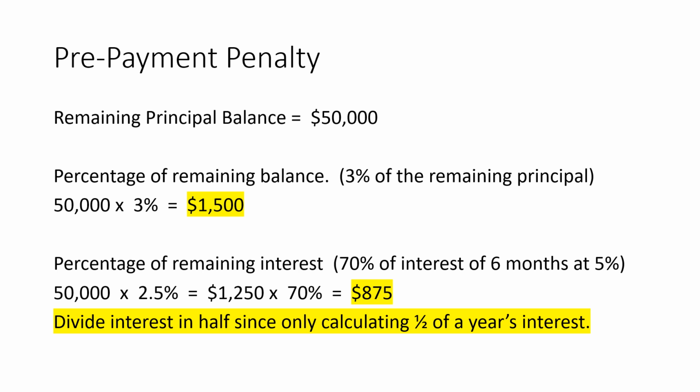Now, if they do a percentage of interest that's left, that's a little bit more entailed, and here it is. A percentage of the remaining interest. They want 70% of interest of 6 months at 5%. Okay, so the first thing we're going to do, since it's not a whole year, it's just 6 months, is divide that interest rate in half. So $50,000 times 2.5% is $1,250 for 6 months interest. But they only want you to pay 70% of it. So you multiply it times 70%, and what you're paying here would be $875.